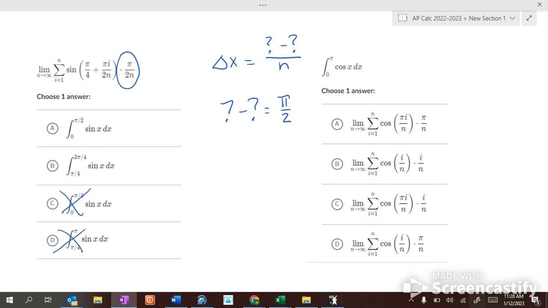Now, where do we start out at? We start out at pi over 4, and then we go up by pi over 2. So if we start out at pi over 4 and go up by pi over 2, it must be this one. This one's like our first one that we had with sine.